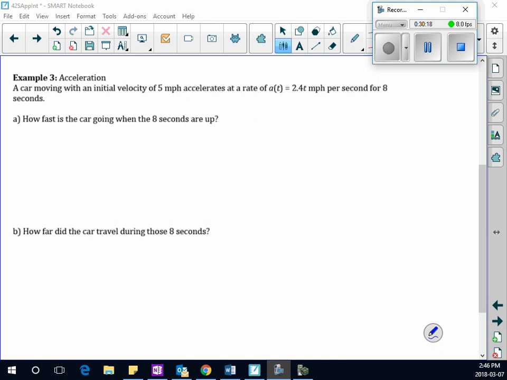All right, acceleration. A car is moving with an initial velocity of 5 miles per hour, accelerates at a rate of a of t equals 2.4t miles per hour per second for 8 seconds. How fast is the car going when the 8 seconds are up? How fast? So we want velocity. You have to find the integral of acceleration. Yep.